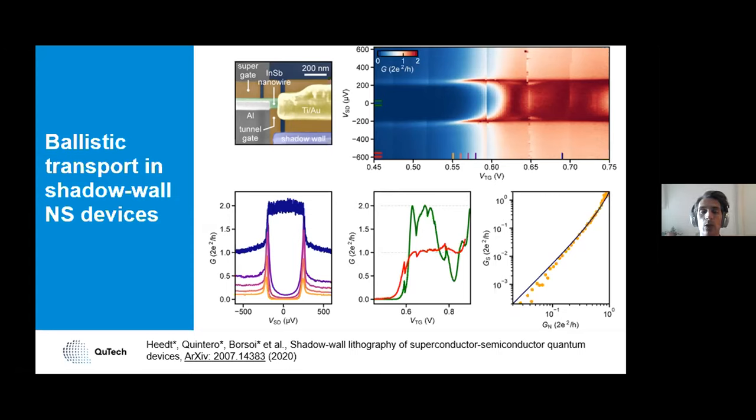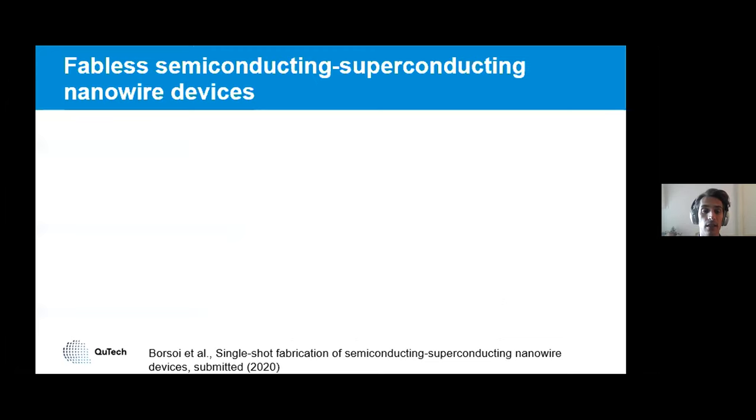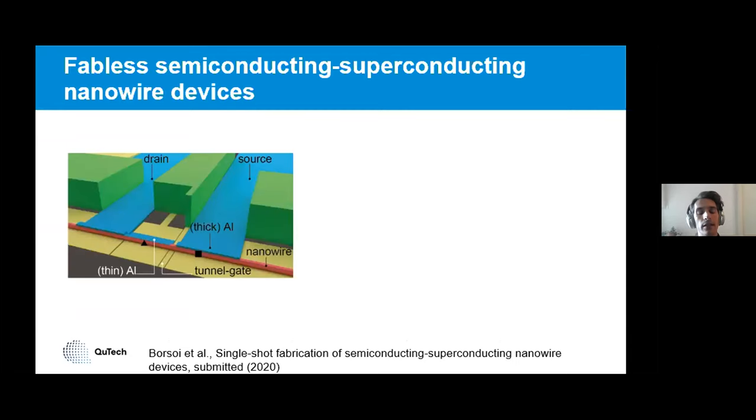But as I said, we really want to avoid the fabrication after creating the interface between aluminum and indium antimonide. So the question is, can we avoid this post-fabrication altogether? Can we engineer somehow the fabrication of this extra lead inside the same chamber in situ? And the answer is actually yes. And this led to an additional work, which is coming out soon. The device that I have in mind now is illustrated in this figure. So I'm speaking about an asymmetric junction where the asymmetry is given by the different thickness of aluminum.